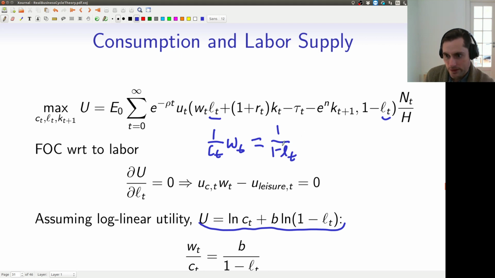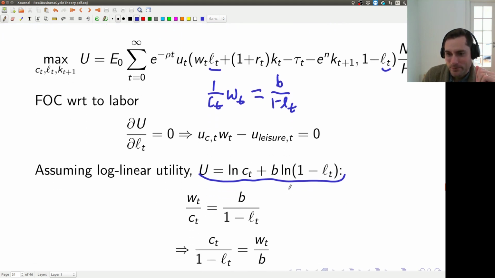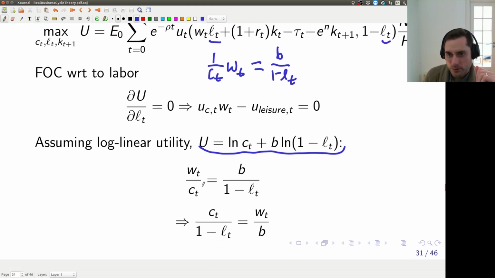Excuse me, not 1. There's a B there. It's a B. 1 minus L_t is here. I got it down here. So we get this expression. Just rearranging a little bit, take that C_t, put it over here, multiply both sides by C_t, take the B, divide both sides by B, and you get the within-period relationship between consumption and leisure.